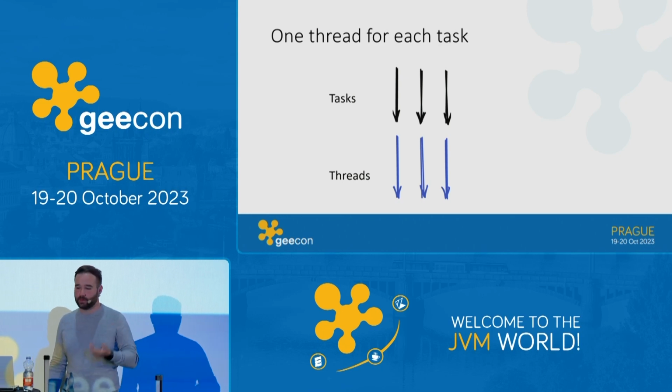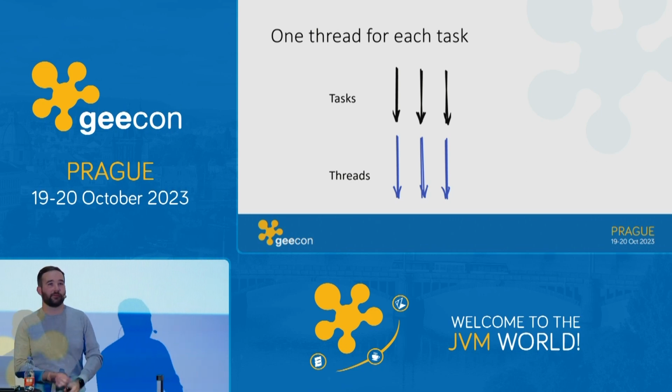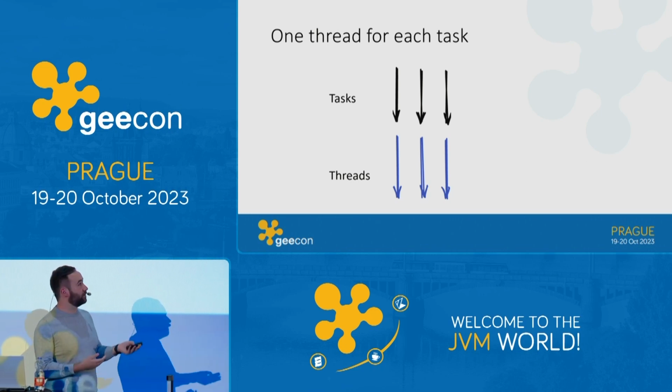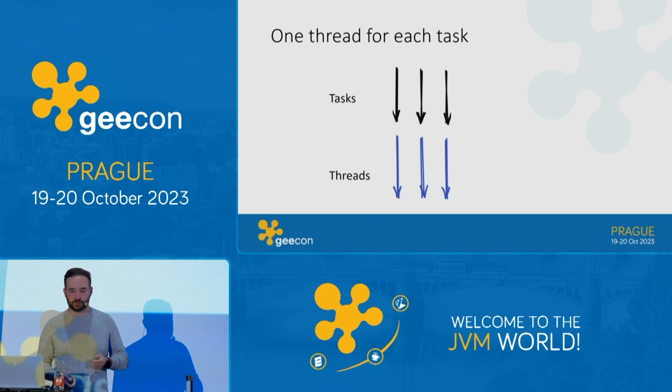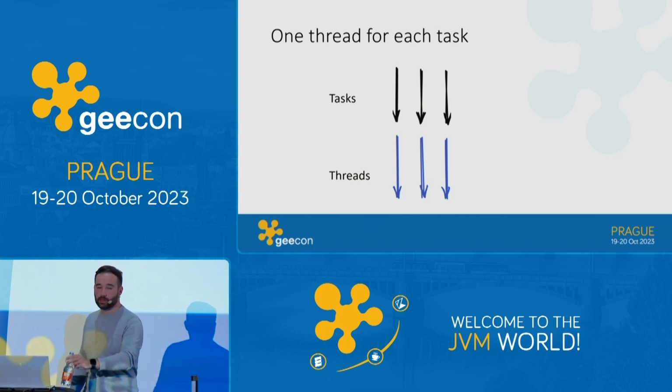So creating a thread for each task that we have is a very nice way of developing, but it doesn't make the best use of the resources. So how can we solve this?